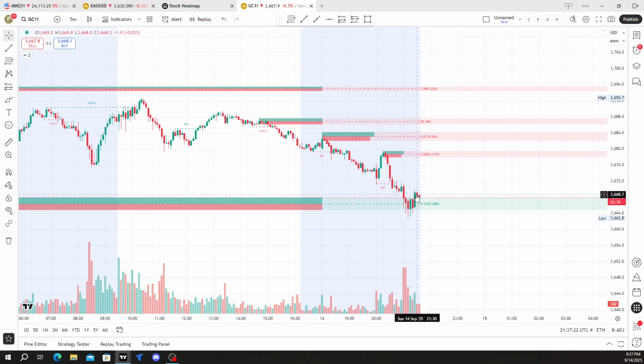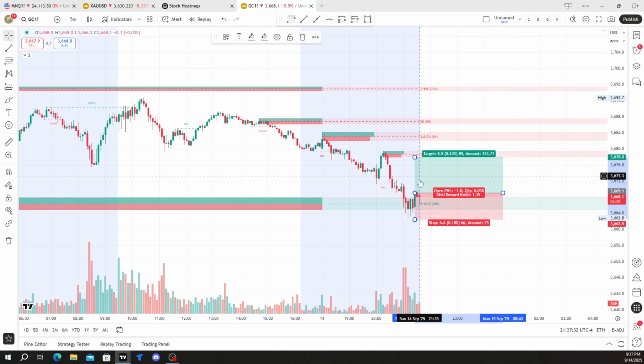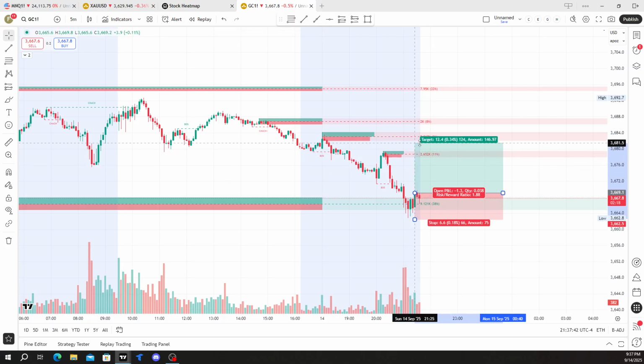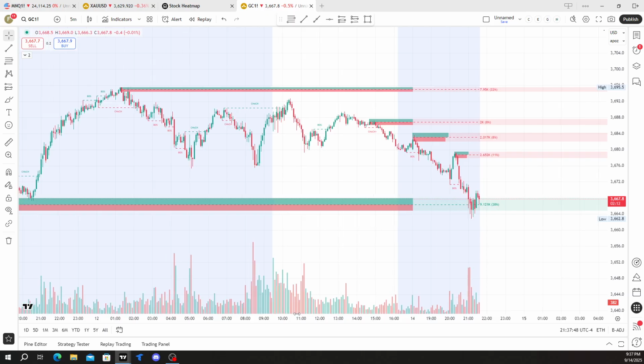So in this scenario, you can open a long position. Your stop loss is going to be just below this, and you can target the next order block. This will give you a 1 to 1.35 ratio. If it breaks this order block, then you can go for the next one. So you can go from order block to order block. Let's see here.